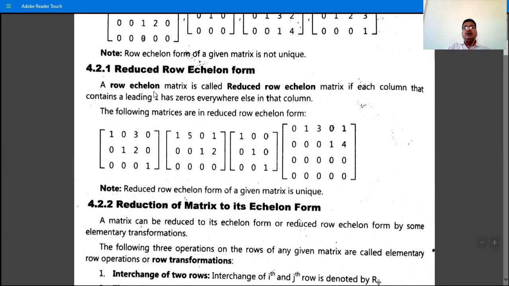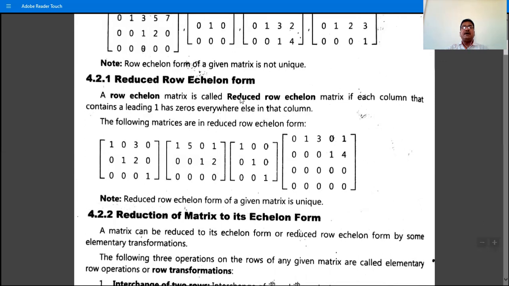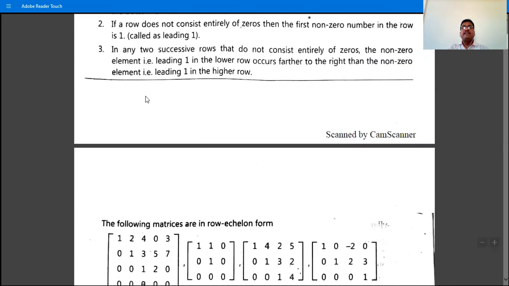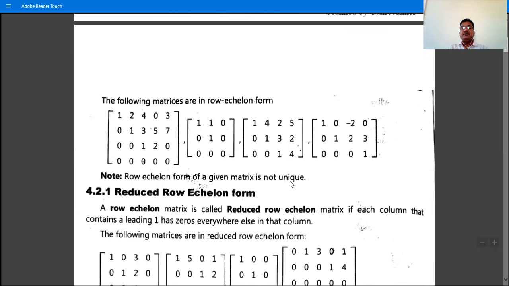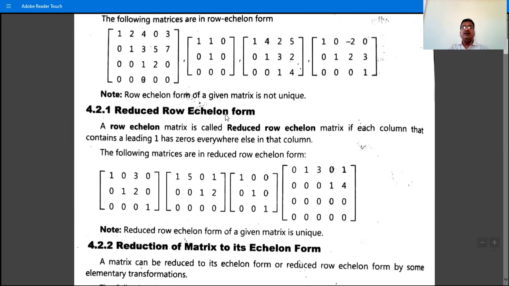A row echelon matrix is called a reduced row echelon matrix if each column that contains a leading one has zeros everywhere else in that column. So if this additional condition is satisfied, this is, suppose, the fourth condition. If these three conditions plus this one condition, these four conditions, are satisfied by the matrix, then we say the matrix is in reduced row echelon form.